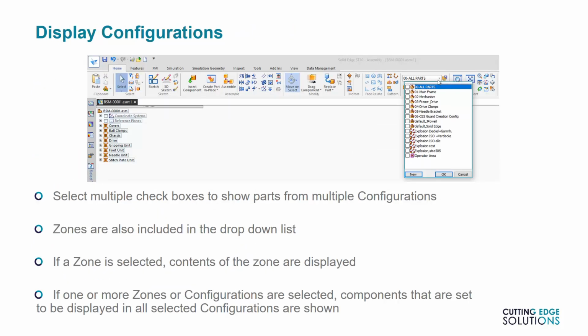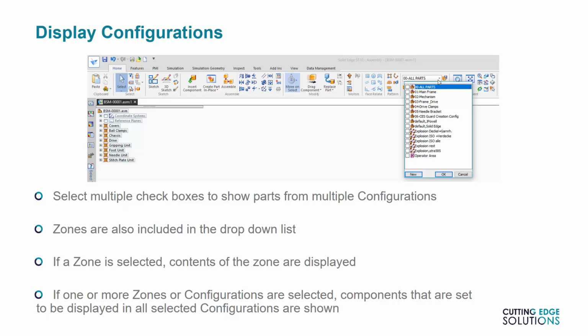The list of assembly display configurations, or to shorten the name, configs, can be found, as you might expect, in the assembly environment only, and they appear on the Home tab by default. If you apply a config from this list by ticking the checkbox next to its name, you show and hide certain parts. If you have zones, these also appear in the list, the contents of which can be shown in the same way, by checking the zones box. Checking multiple boxes will show all components shown in each one, and if components are shown in one config but hidden in another one, they'll still be shown.